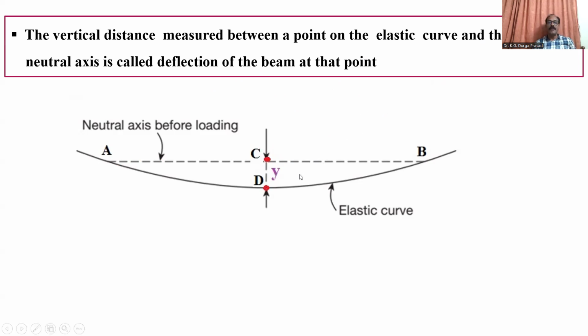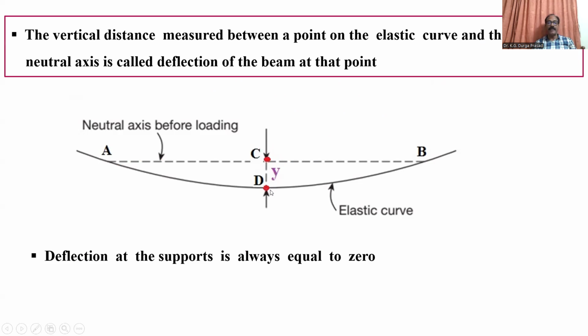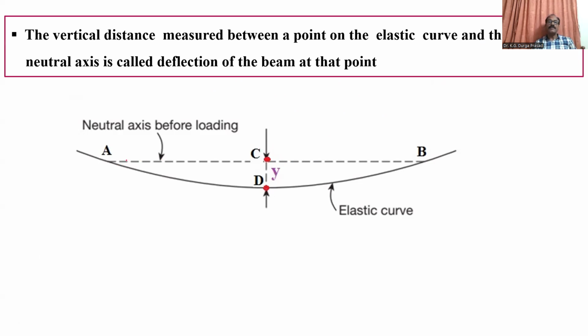Deflection simply means the vertical distance between a point on the elastic curve and what is this dotted line? Neutral axis. So this vertical distance we can call a deflection, right? Now, here you can see that deflection. What is this point? It is an end point of the beam. It is another end point of the beam, as far as a simply supported beam is concerned.